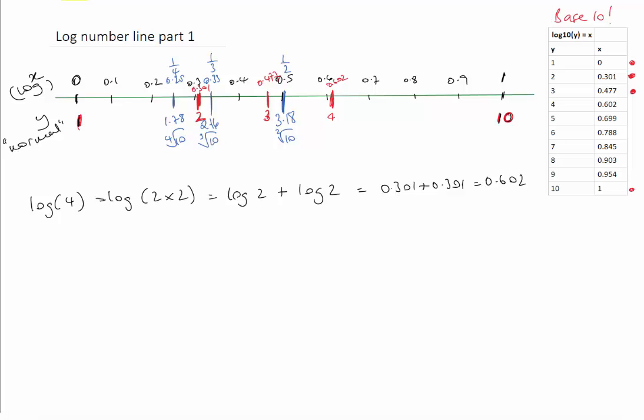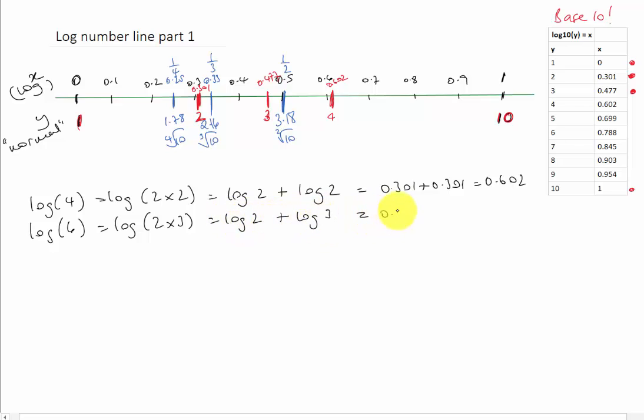How about if we've got the log of 6? You can do a similar thing, that's the same as the log of 2 times 3, which is the same as the log of 2 plus the log of 3, which is the same as 0.301 plus 0.477, which is equal to 0.778, which is the same as we see here. So let's add that on. So 6, 0.778. There we go.